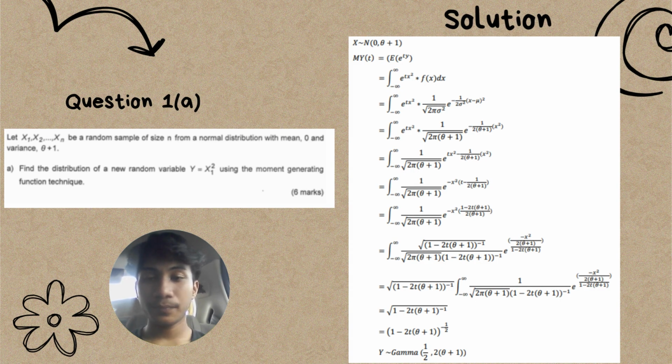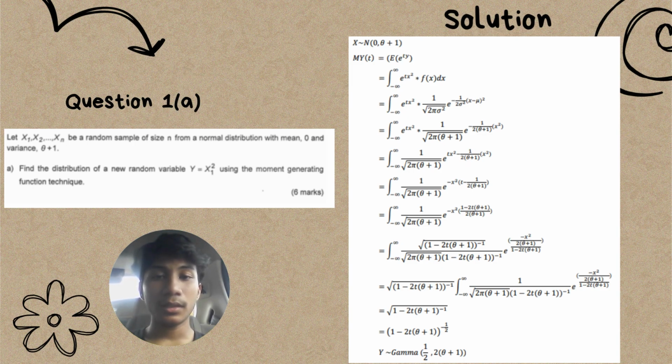Let X1, X2, until Xn be a random sample of size n from a normal distribution with mean 0 and variance theta plus 1. Find the distribution of a new random variable Y equal to X squared using the moment generating function technique. From the solution, we know that X follows the normal distribution with mu equal to 0 and sigma squared equal to theta plus 1.